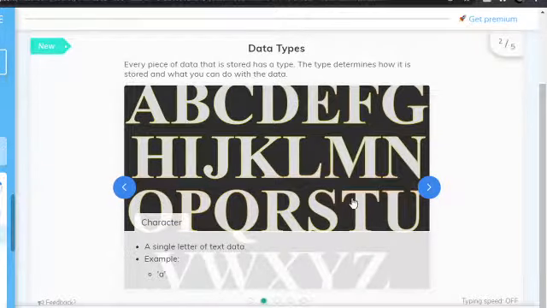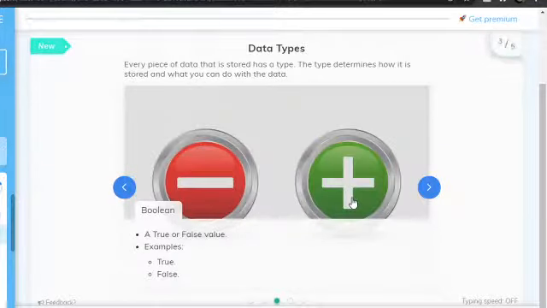Next is strings. Okay, Boolean. These are true or false. So these can be either one of two things. Say you had something where you were asking for the age: if the age is more than 15 or less than 15. If it's more than 15, it'll be true. Less than 15, false. Simple.